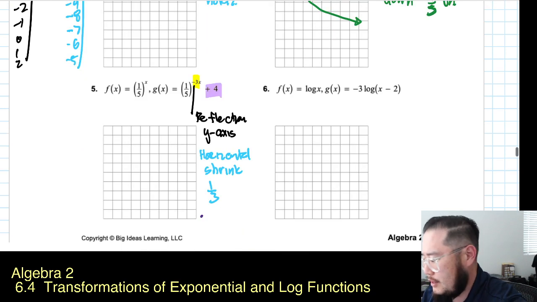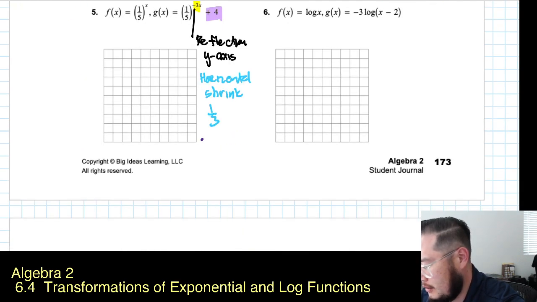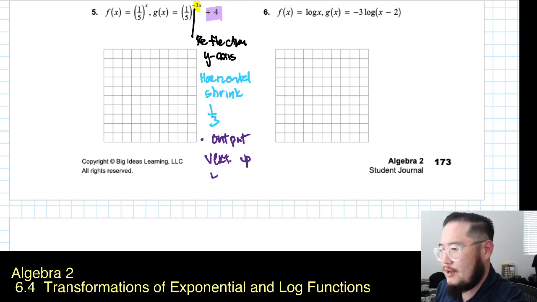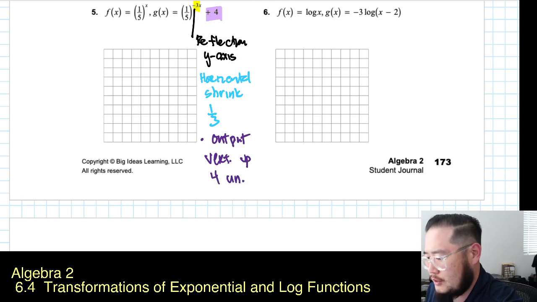So then that 4 happens to be your output, and then it is going vertically. So vertical transformation up 4 units. And that right there is all the stuff happening on number 5. And let's go ahead right here. We'll round it off with number 6.